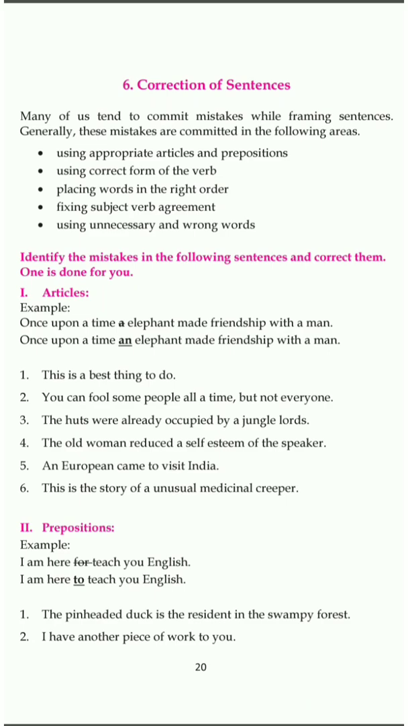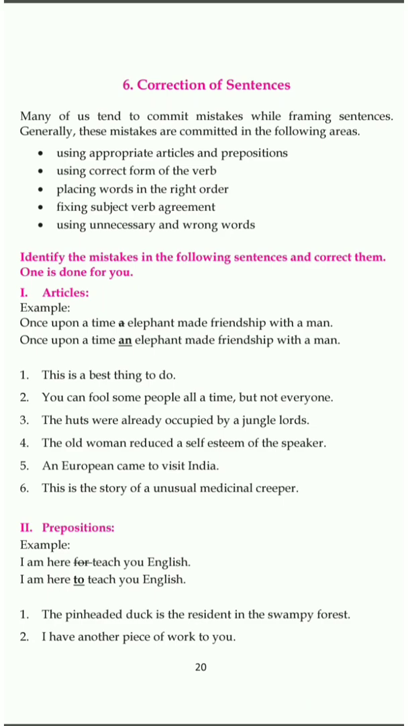Look at the next one. "You can fool some people all the time, but not everyone." Look at that again. We don't say "a all the time", it has to be "all the time". That is the right usage, right? You can fool some people all the time, but not everyone.